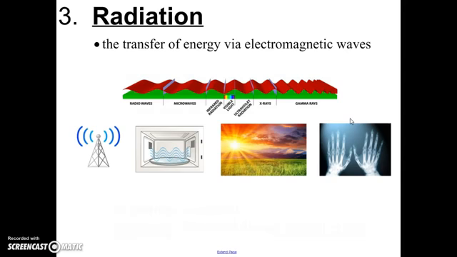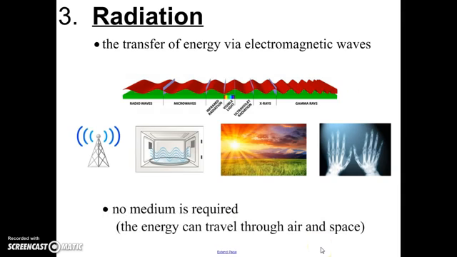radiation. What's important about radiation is you don't need to have solids, liquids, or gases. Energy that travels via radiation can go right through air and right through space. Space is nothing. There's nothing there. We say that no medium is required. That means that this type of energy does not need anything to go through.